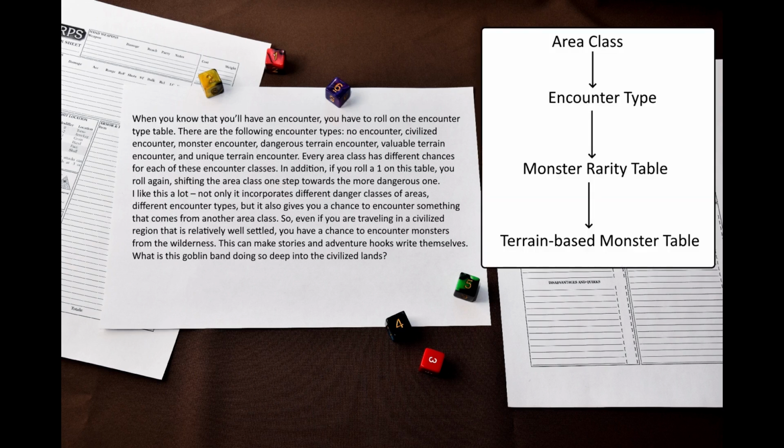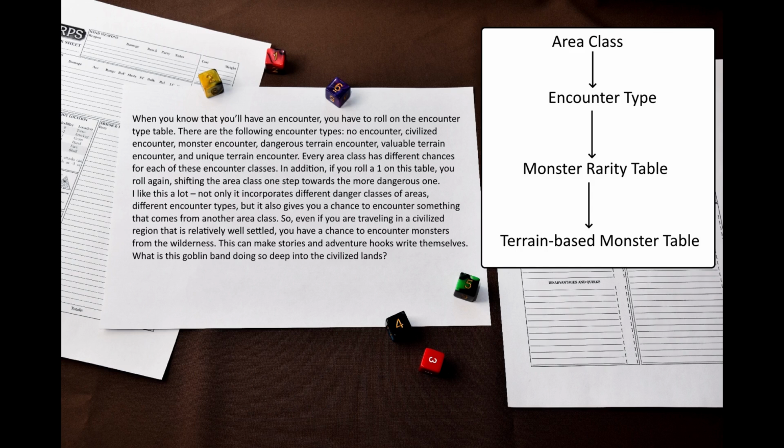When you know that you'll have an encounter, you have to roll on the encounter type table. There are the following encounter types: no encounter, civilized encounter, monster encounter, dangerous terrain encounter, valuable terrain encounter, and unique terrain encounter. Every area class has different chances for each of these encounter classes. In addition, if you roll a 1 on this table, you roll again, shifting the area class one step towards the more dangerous one. I like this a lot.